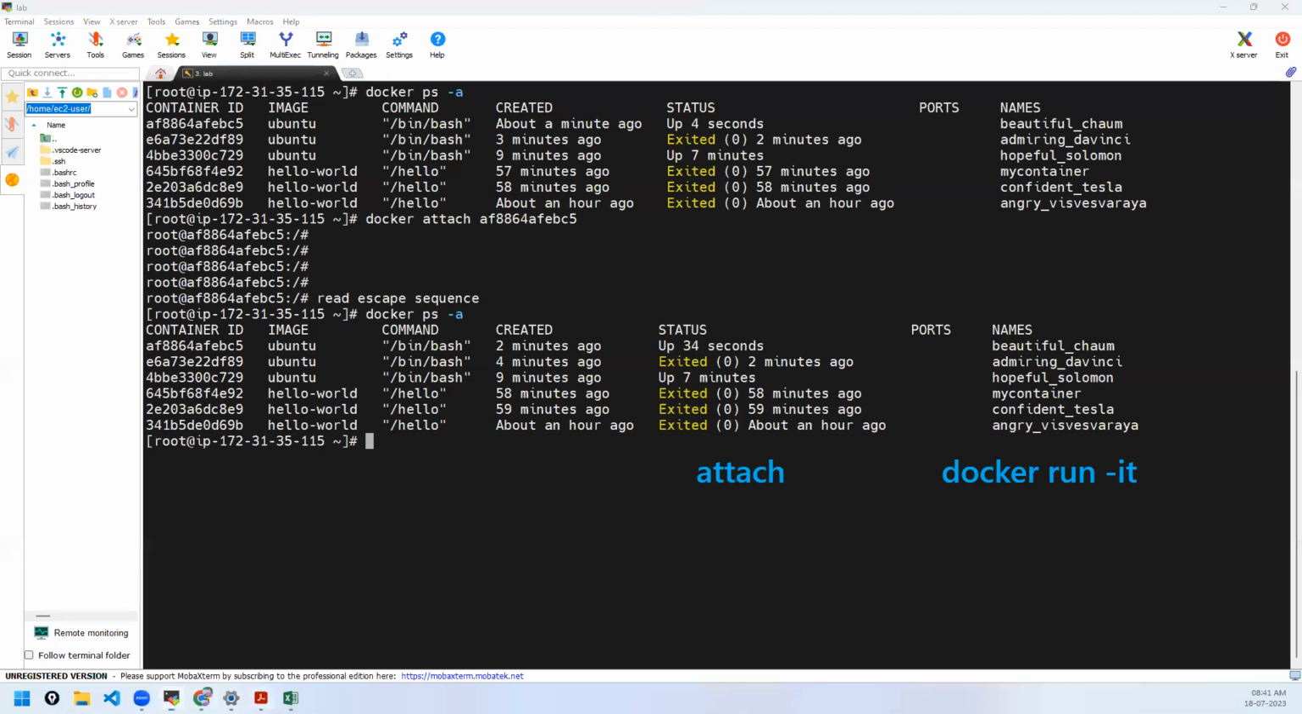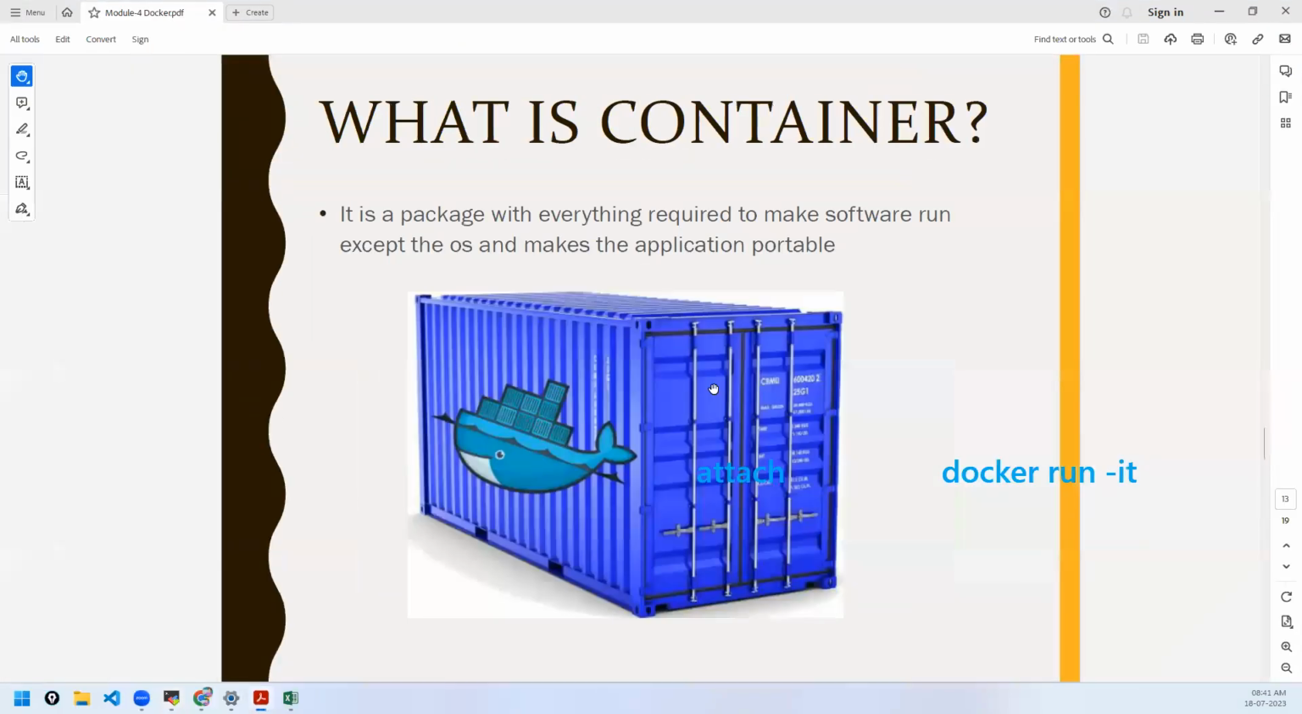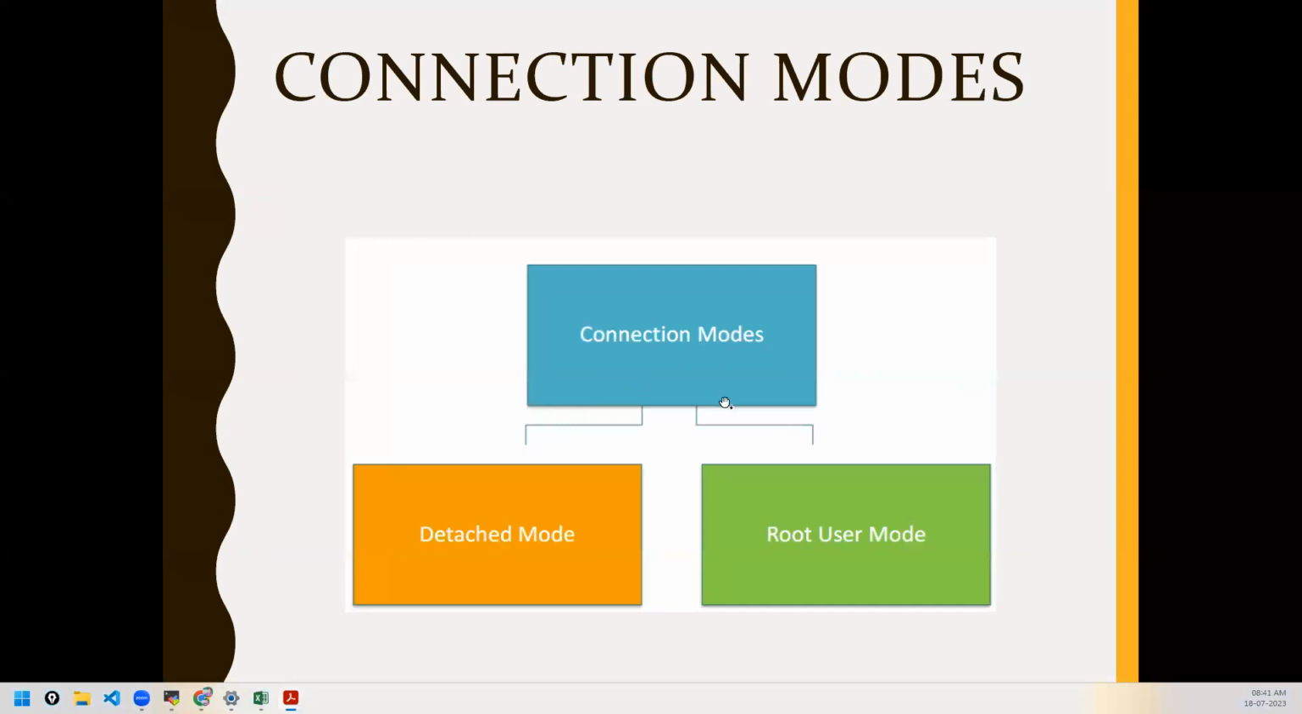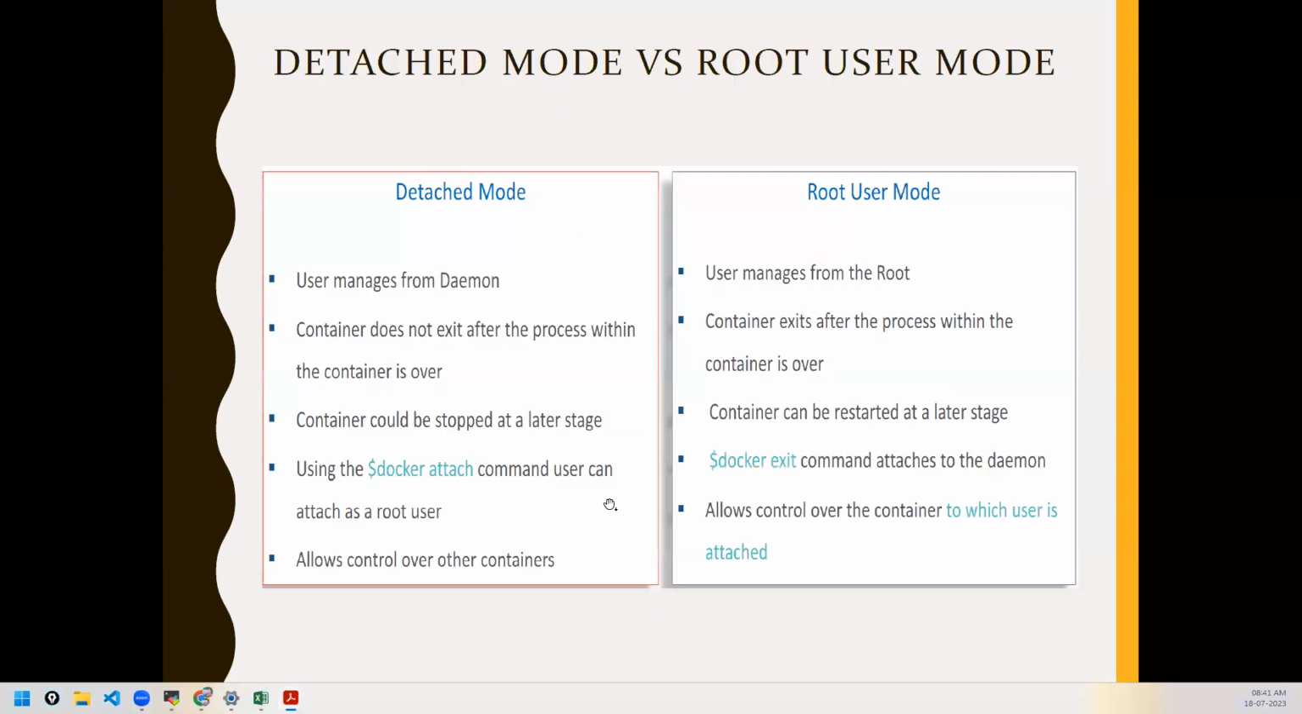Let's understand how to work with the containers, then we'll go inside the container. See, this is what I'm talking about. Connection modes: detached mode and root user mode. Let's have a quick recap of this. So connection modes are detached mode and root user mode. Detached mode means the user manages from the daemon, means I still sit on my Docker host and run them. Here, the user manages from the root, means you become a root user of the container.